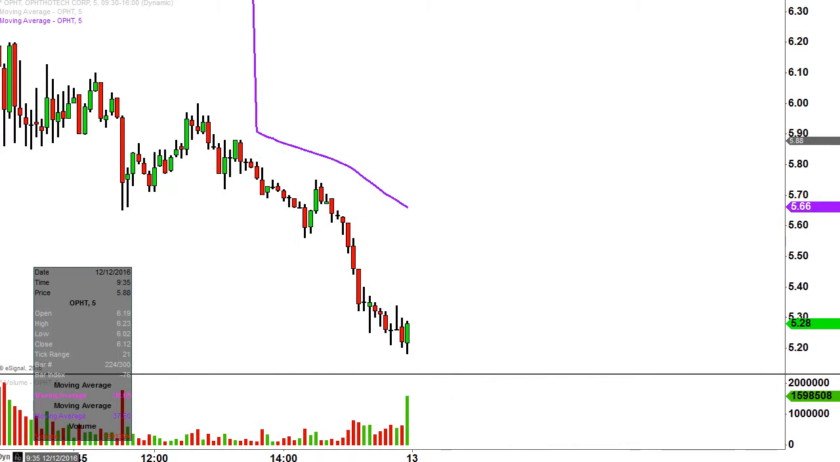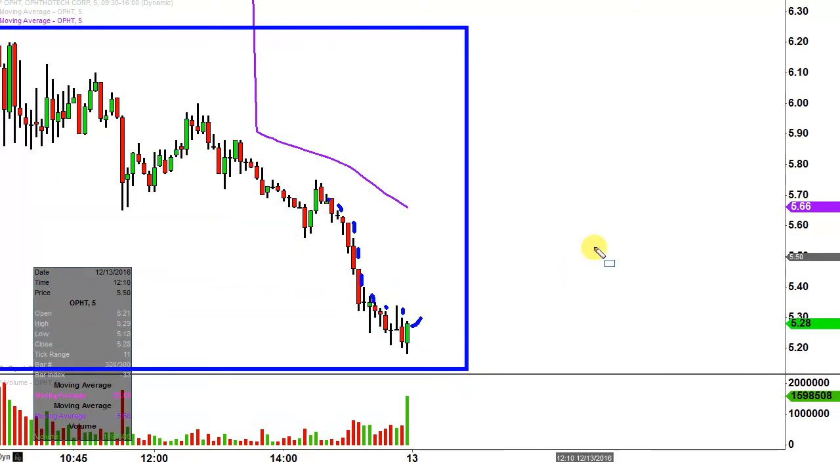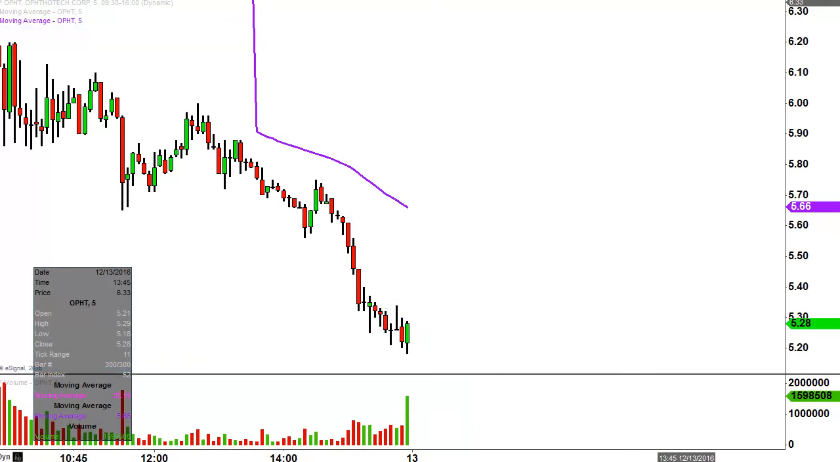Real quick, what do I mean by 5-minute, in case you're new to charts? Instead of each one of these candlesticks representing 1 day's worth of price action, which is what you would normally see, each one represents 5 minutes. While this may look like several weeks' worth of time, it's actually just today's price action broken down into 5-minute time slices.